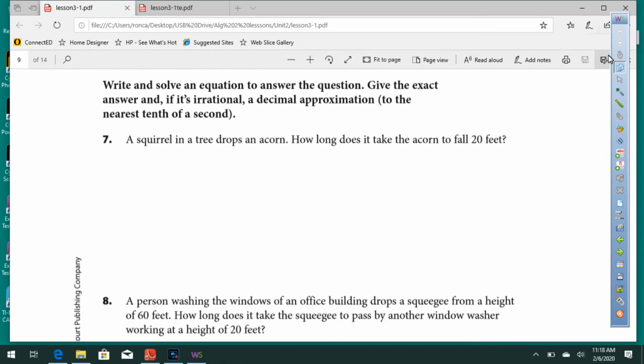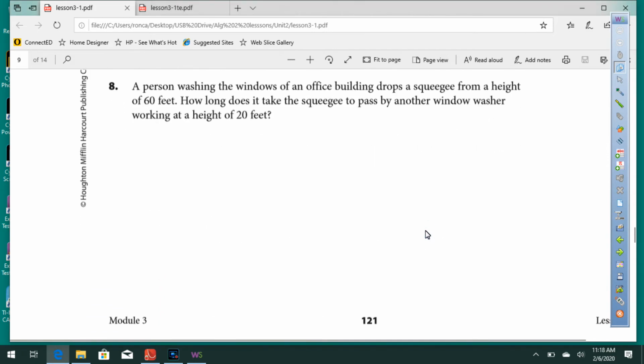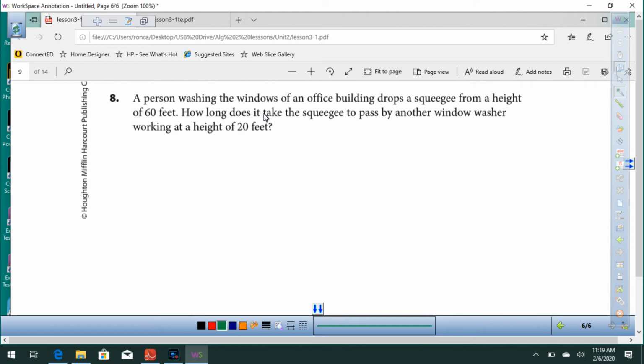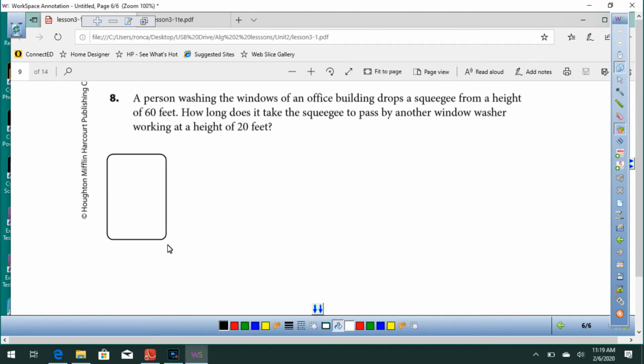Let's try number 8. What does it say? A person washing windows of an office building drops a squeegee from a height of 60 feet. How long does it take the squeegee to pass by another window washer working at a height of 20 feet? I think we need us a building.